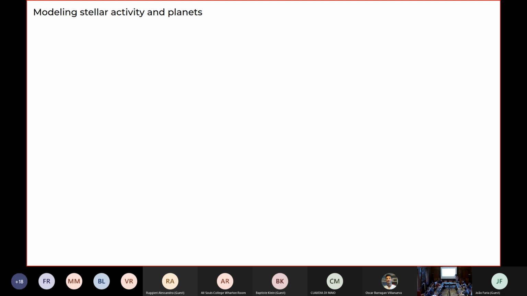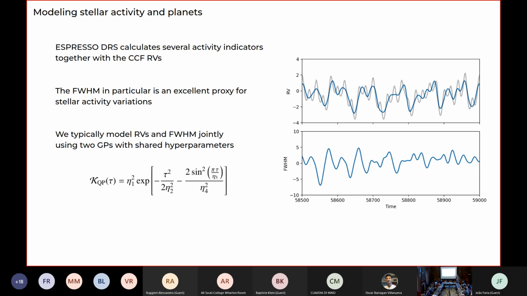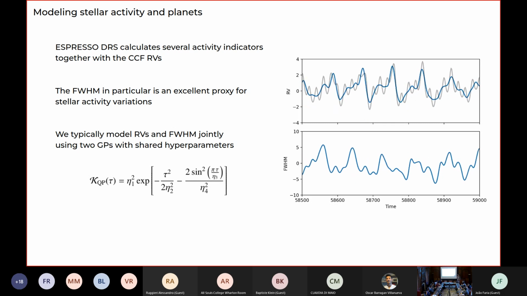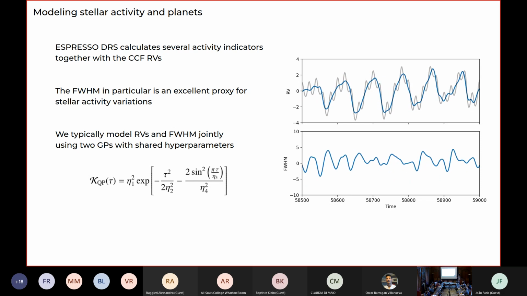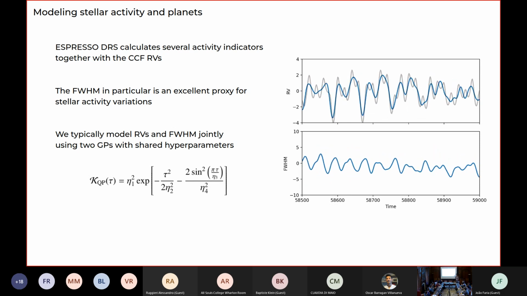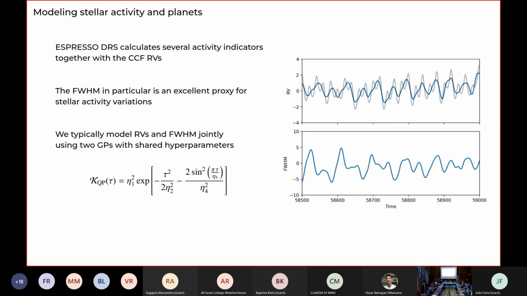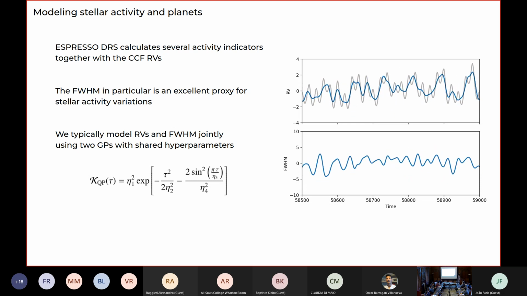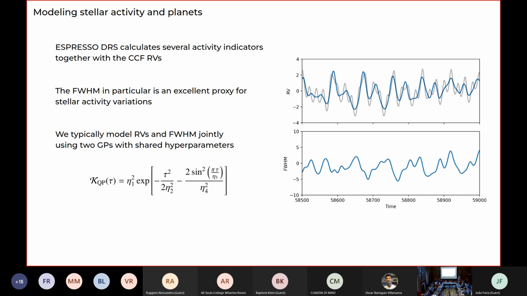And here it's the part that I'm slightly ashamed to be presenting you such a simple Gaussian process in the middle of all these complicated ones. But all we have been doing so far, or most of what we have been doing so far, is assuming that we are modeling the radial velocities and the full width at half maximum with a common Gaussian process. That's common in the sense that it shares hyperparameters, and mostly using the typical quasi-periodic kernel that we have heard about.